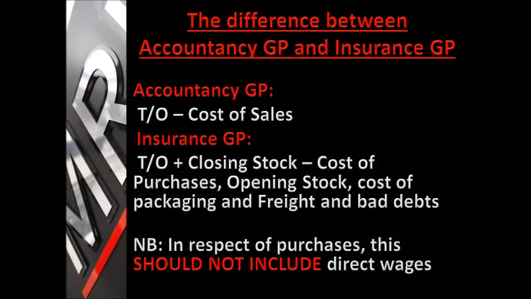So how can we stop this happening to you? Let's look at the two different formulas in gross profit. First of all, the accountancy. This is quite simple. It's turnover less cost of sales. The insurance formula is turnover plus closing stock minus cost of purchases, opening stock, cost of packaging and freight, and bad debts. What's really important to remember in the insurance gross profit calculator, in respect to purchases, this should not include your direct wages as you want that cost included in any settlement.